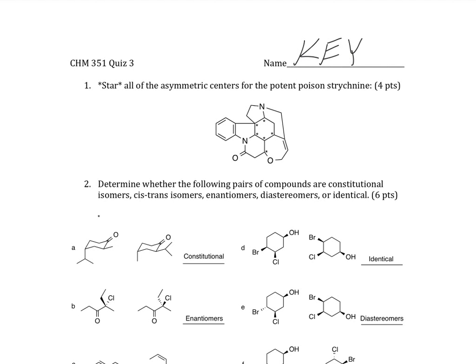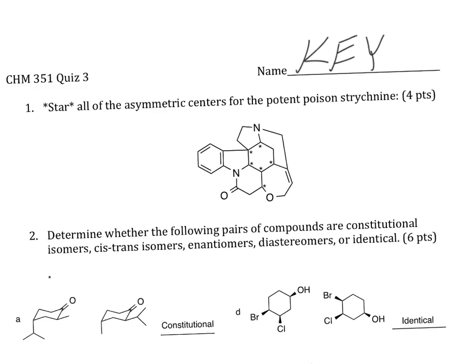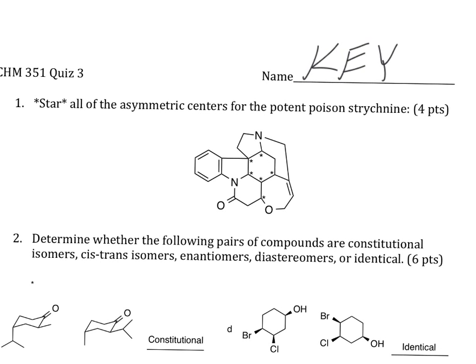Alright, doing quiz number 3 from 2014, the key for this. So take a look at the first question here. It says star all the asymmetric centers for the potent poison strychnine. So asymmetric centers would be sp3 hybridized, bonded to 4 different groups, different things.